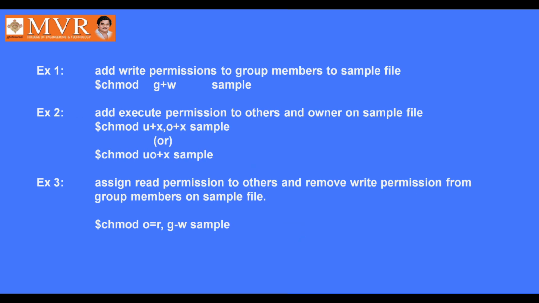Then we will see some examples now. The example says: add write permission to group members for the sample file. Here the name of the file is sample. Now we need to add write permission to the group. To add, we need to use the plus symbol. Which permission do we need to add? Write permission, and write is represented by W. To whom do we need to add? To the group. So the command will be chmod followed by g plus w. To which file do we need to add this? The sample file.